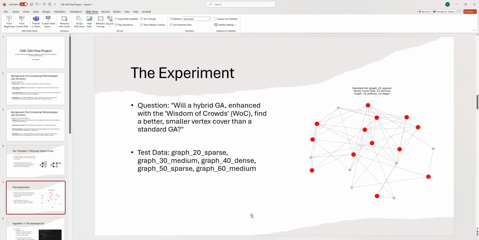So into the experiment itself, the question is, will a hybrid genetic algorithm enhanced with the wisdom of crowds method find a better and smaller vertex cover than the standard GA? We will generate 5 different test data, graph 20 sparse, graph 30 medium, etc., and these 5 newly generated custom connected graphs, as you can see, increase in size and complexity, starting at 20 vertices and working their way up to 60. These were saved into files, so I could run both algorithms on the exact same data for a fair head-to-head comparison.